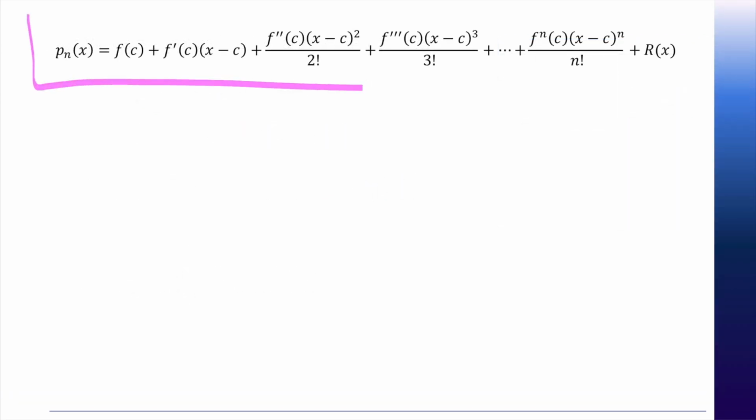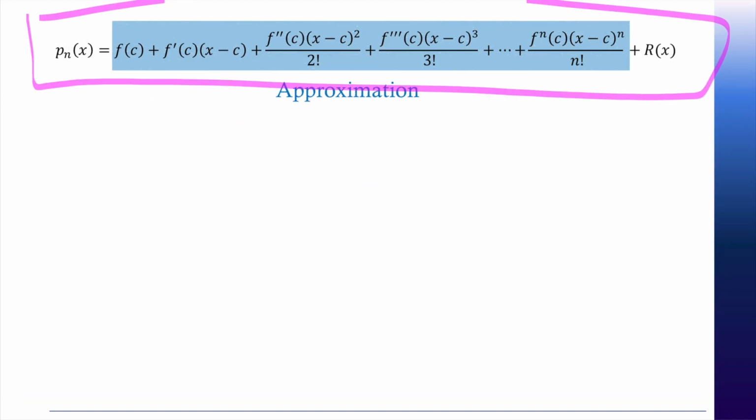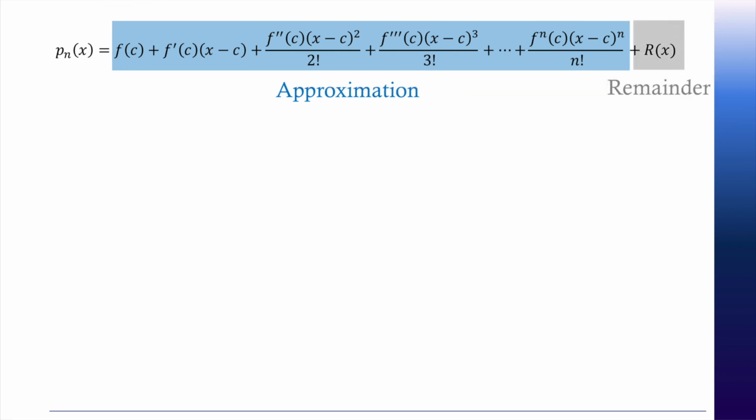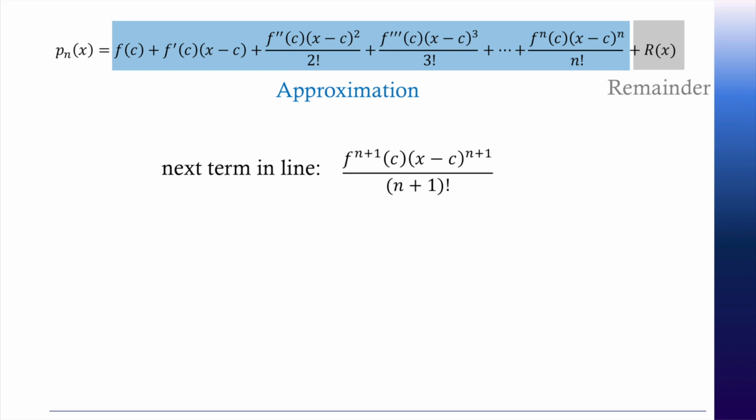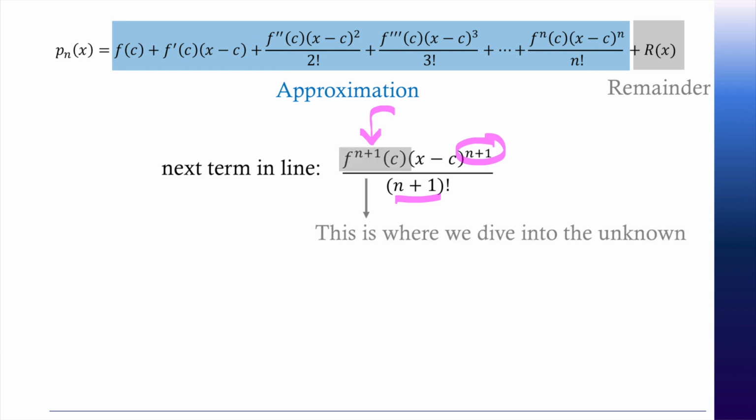Here is our lovely Taylor polynomial. But you'll notice the first part is the approximation, and then I've tacked on the remainder. Now, if we were working with a Taylor polynomial, the next term in line would be the n plus 1 derivative at c, and then x minus c to the n plus 1 over n plus 1 factorial. Now, this is where we start to dive into the unknown, right here, that n plus 1 derivative at c.